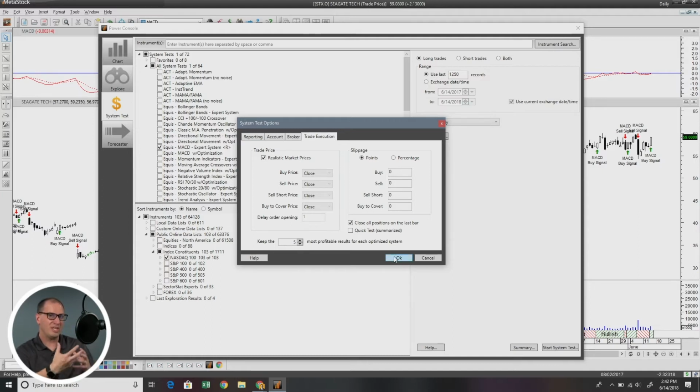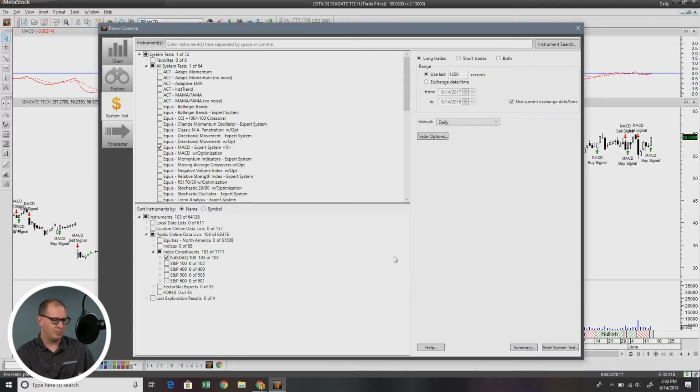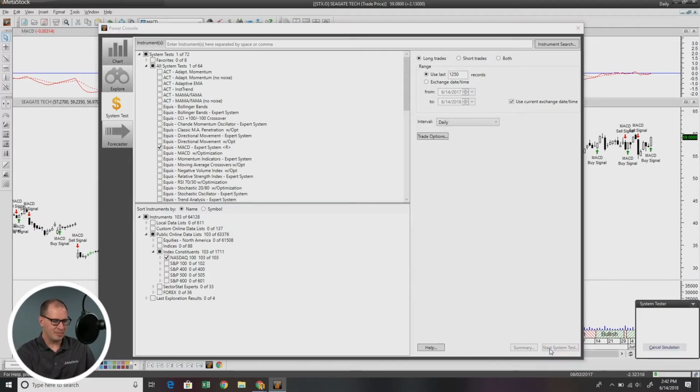So those are some of the things we can set in the System Tester. There's actually more we can get into, but again, this is just to introduce you to the System Tester and what it can do. So now I'm just going to run my System Tester, and in this circumstance it's going to go through and put the MACD against this list of 100 stocks.